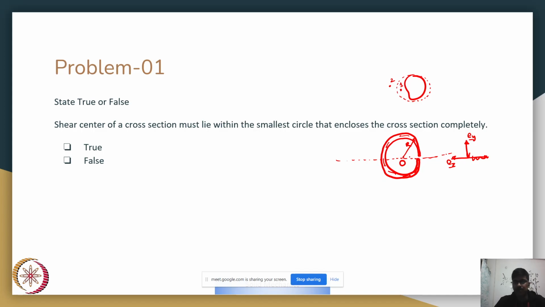Once we work out the mathematics, it turns out that if the radius of this annular cross section with the cut is r, then the shear center will lie at a point which is 2r from the center point. So this distance is 2r, and the point that I'm circling and writing as SC is the shear center for this cross section. Naturally, this is outside of the smallest circle which completely encloses the cross section, which has a radius r from center O. Therefore, this given statement is false.